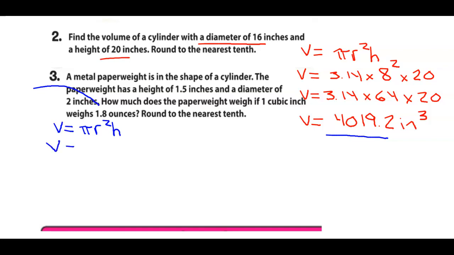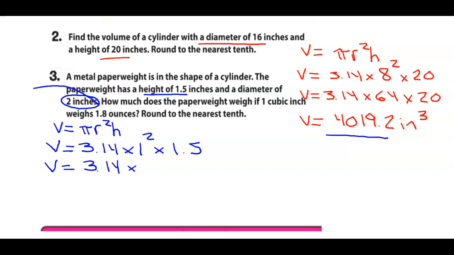So we will say volume is equal to 3.14 times the radius. And now the diameter is 2. So if the diameter is 2, then the radius is 1. So we're going to say times 1 squared times the height. And the height is 1.5. So we'll do times 1.5. It looks like my digital pen is cooperating with me at this point here. So we're going to do 1 squared first. That just means 1 times 1. So we're going to do 3.14, 1 squared gives me a 1, times 1.5.